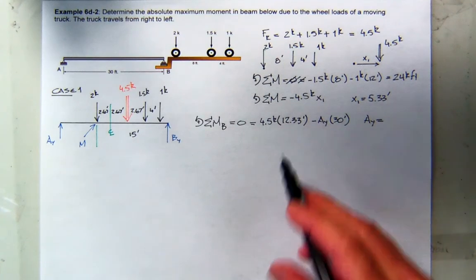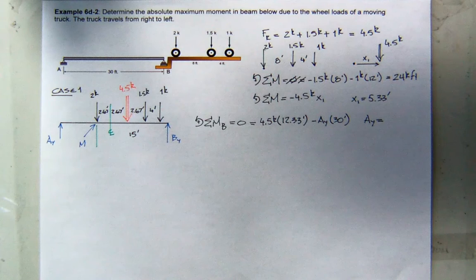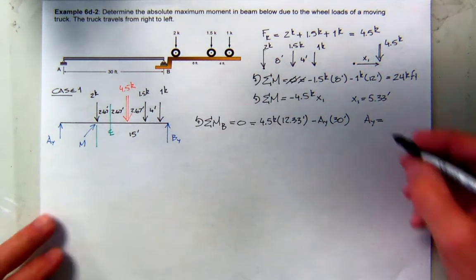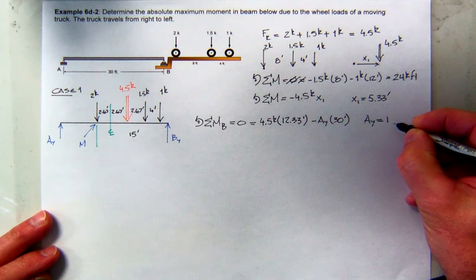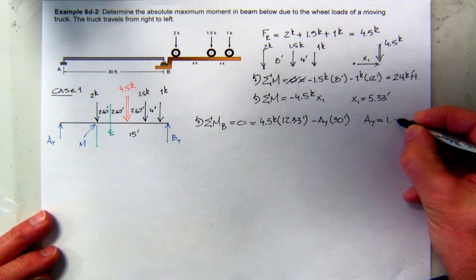So what is AY? Like 2.5, I'm guessing. 1.85. Oh, that's close enough. 1.85? Anybody else get that? Yes.